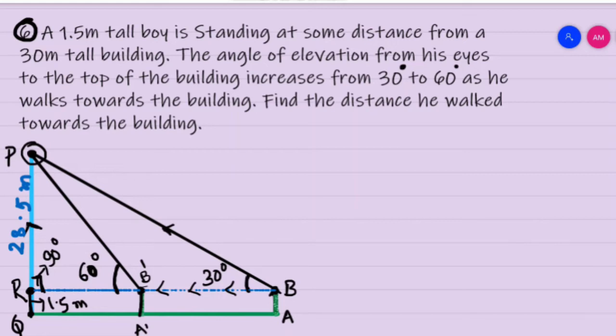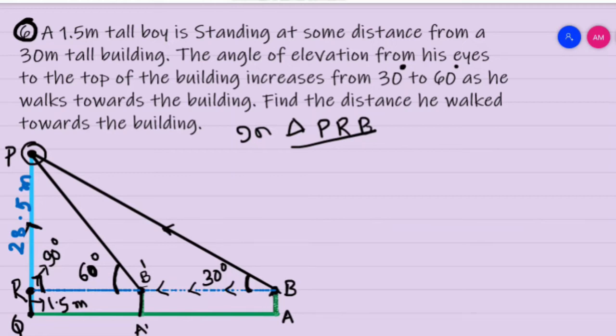Suppose you are considering triangle PRB. In triangle PRB, see 30 degrees and opposite side of 30 degrees is PR, which is 28.5, that is known, and you need to find out B dash, so you go for RB. Okay, first of all find RB.